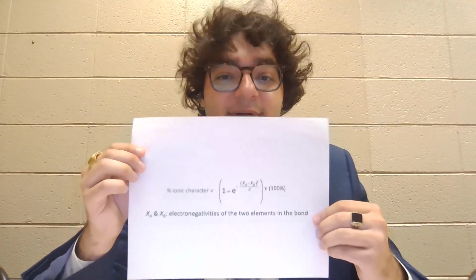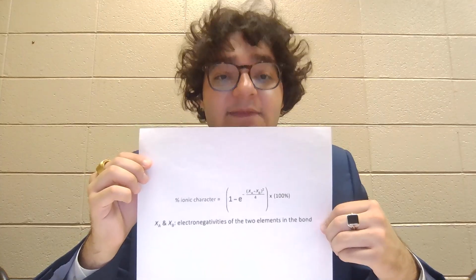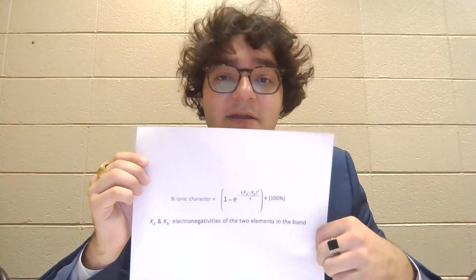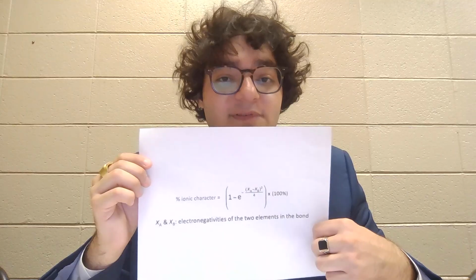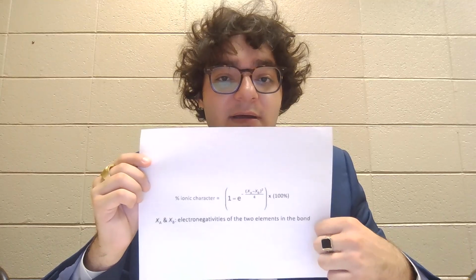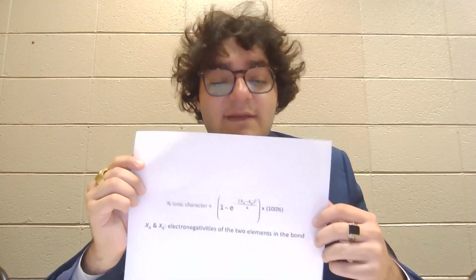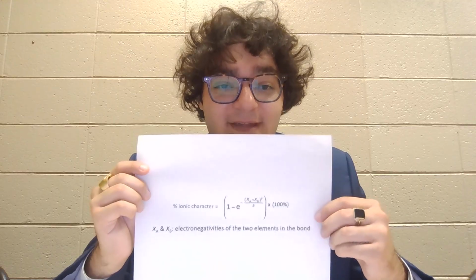Now, in some materials, such as ceramics or polymers, they contain a mixture of both bonds. The most common mixed bonds are ionic covalent bonds. This equation here determines the prevalence of these ionic bonds. The higher the percentage, the higher the amount of ionic bonds. The lower the percentage, on the other hand, the higher prevalence there are of covalent bonds.